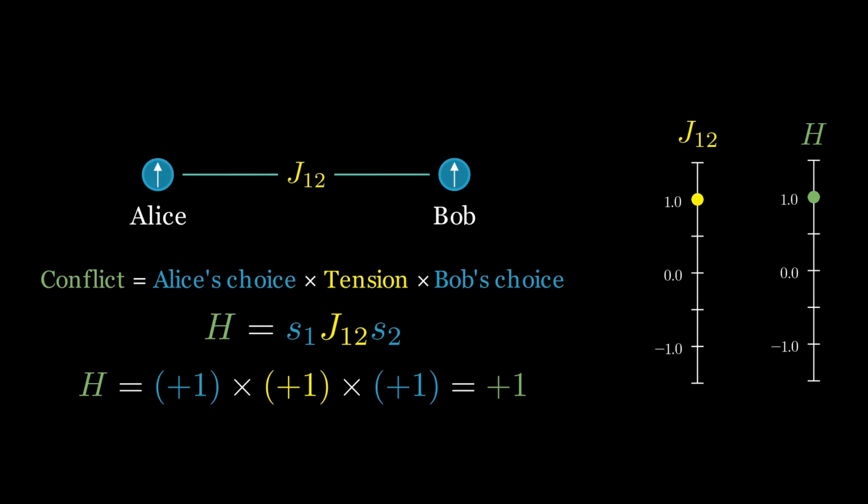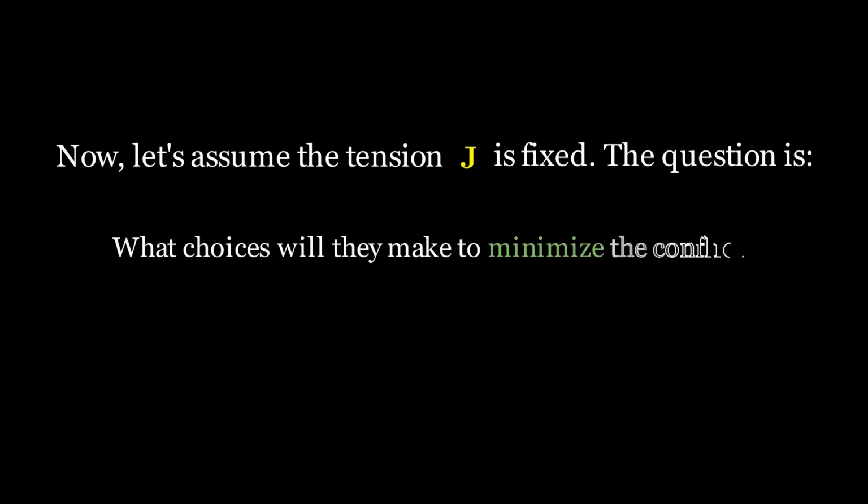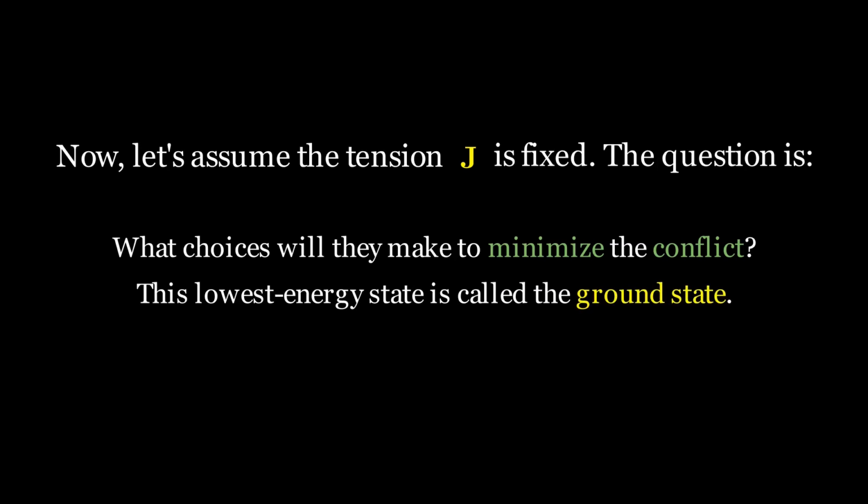This leads to a fascinating question. The tension J is fixed. What choices will Alice and Bob naturally make to minimize the total conflict? The lowest conflict, or lowest energy state, has a special name in physics. It's called the ground state. Let's try to find it.